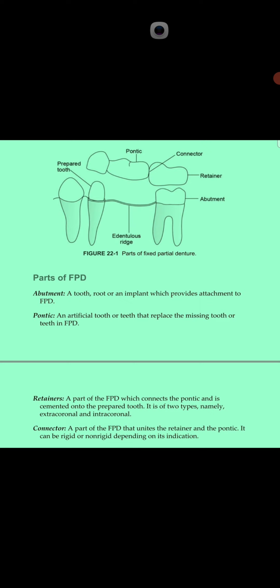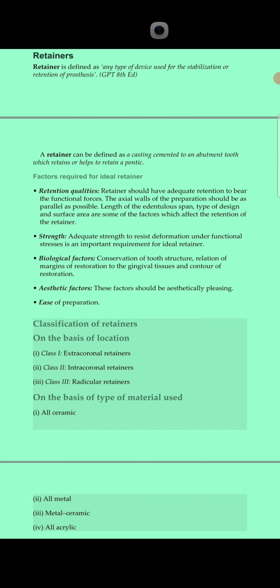In the second video we will discuss one part of fixed partial denture, which is the retainer, in detail. We will discuss the definition of retainer, the characteristics or requirements of an ideal retainer, then classification of retainers, types of retainers, and its indication, contraindication, advantages and disadvantages, meaning everything about retainers. First we start from the definition of retainers.